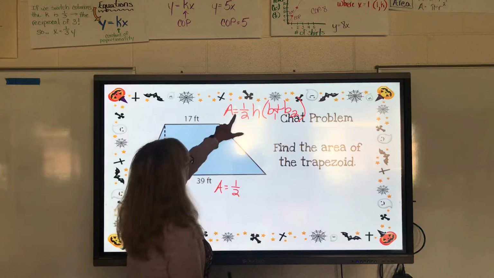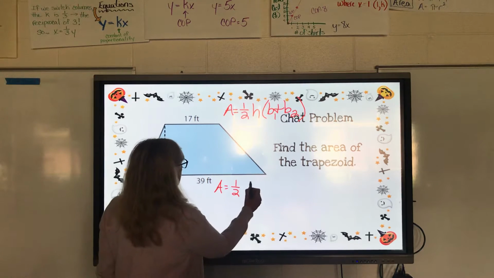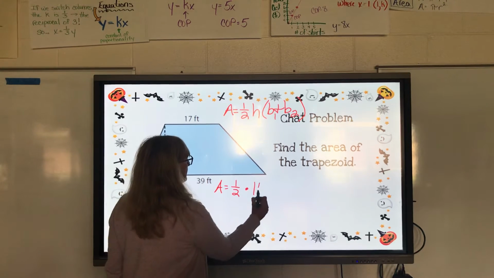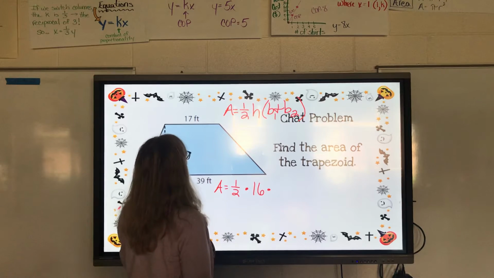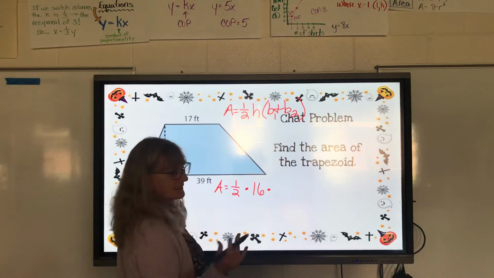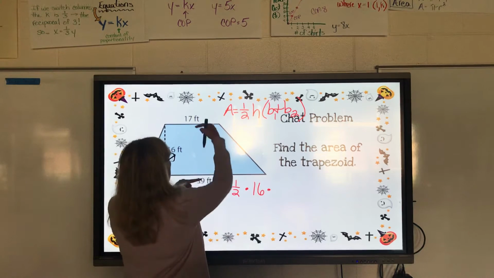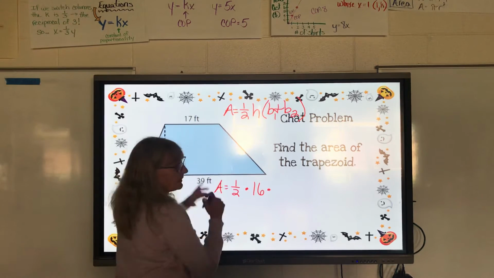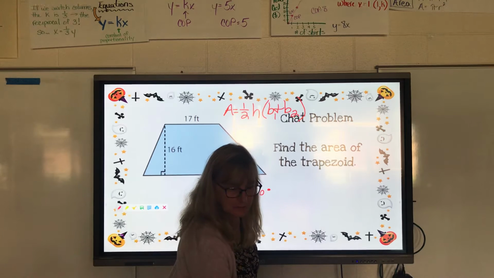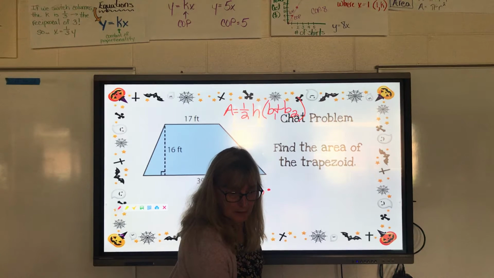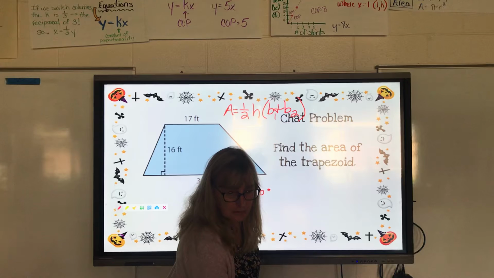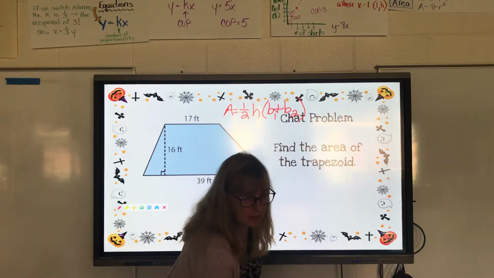Okay, what's the height? 16. What is one of the bases? It doesn't matter which base we start with. Okay, 17. The bases are always parallel to each other. Seventeen. Okay, 26.